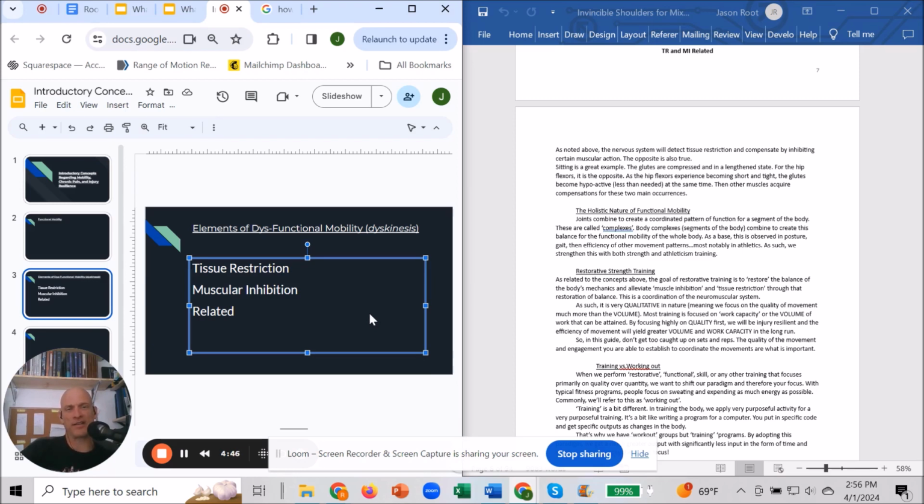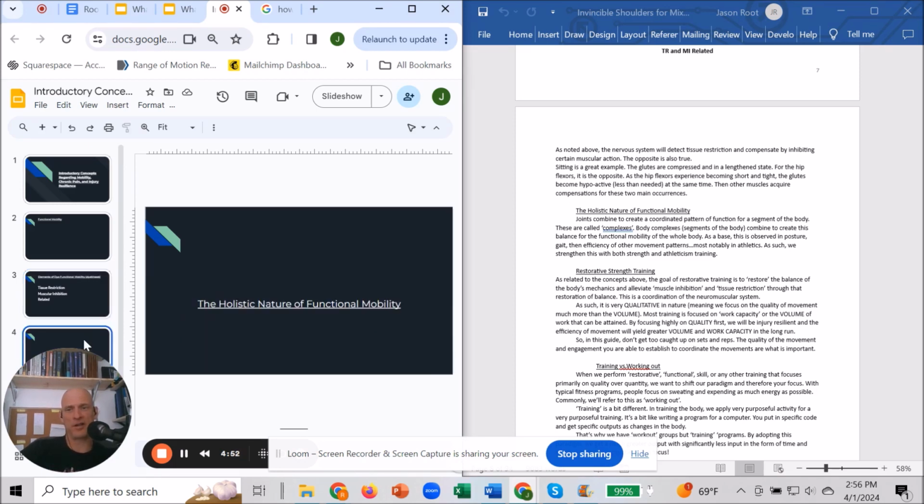And that also describes the holistic nature of functional mobility, which is our next one over here. We kind of described that already. You have a problem over here, but it refers to over here. Well, if that's happening in a whole area of the body or even between areas of the body, that's the holistic nature of functional mobility. You have a problem in the ankle, it goes to the knee, and then the knee goes to the hip, and then the hip goes to the back, and then the back goes to the shoulder. That's the holistic chain.